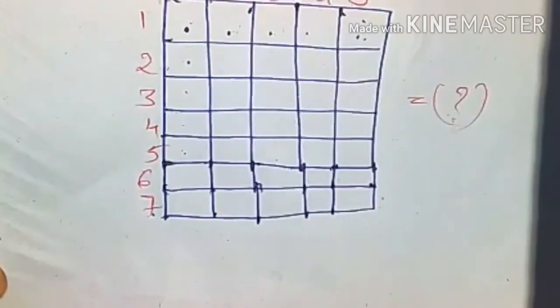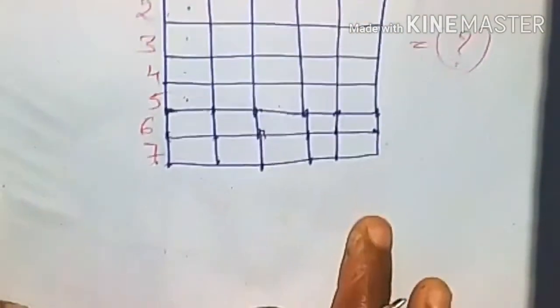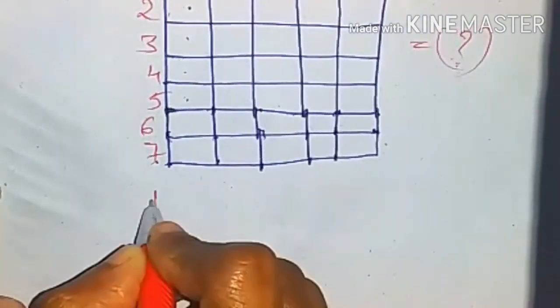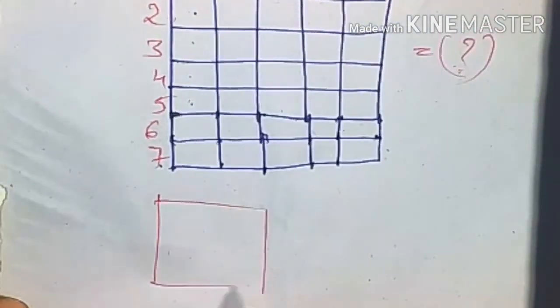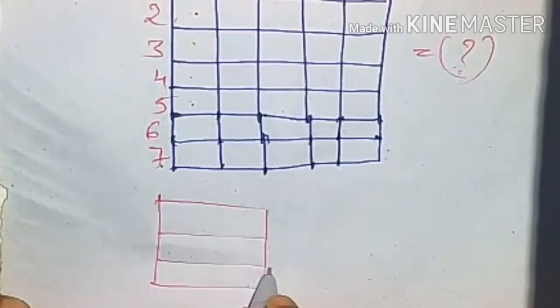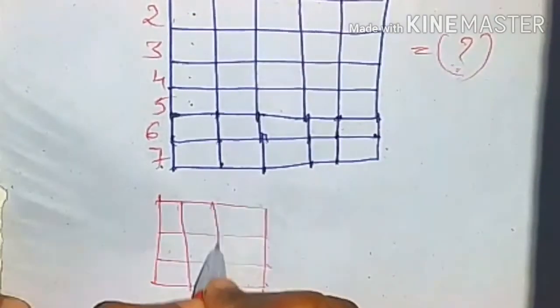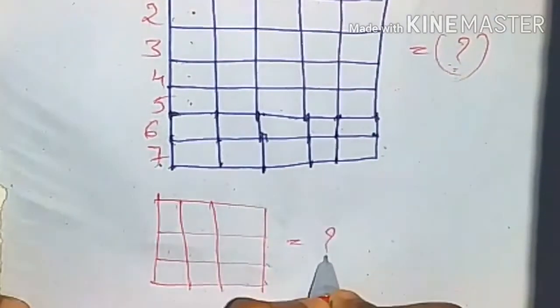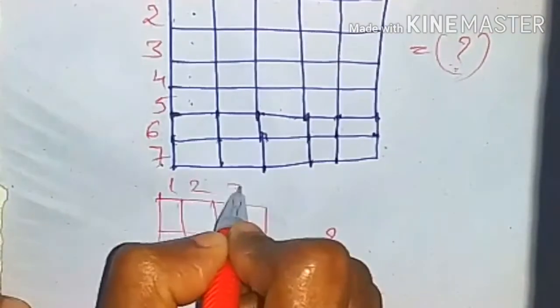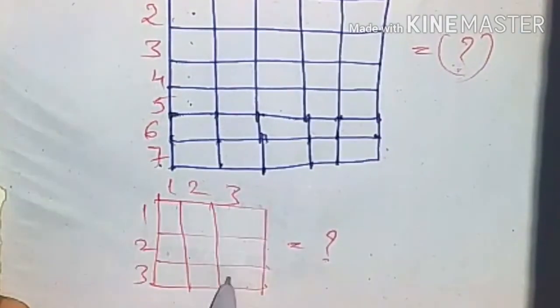And one more small homework I am giving. Tell the answer for this also. This is a figure which has 3 rows and 3 columns.